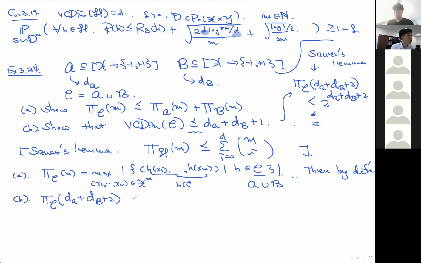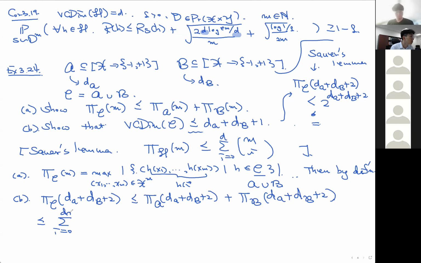And by what we proved in A, dA plus dB is 2, and B, dA plus B plus 2. Now we use the Sauer Lemma, and Sauer Lemma says the first summand is going to be bounded by the sum for I equal to 0 to dA, where dA plus dB plus 2 choose I.